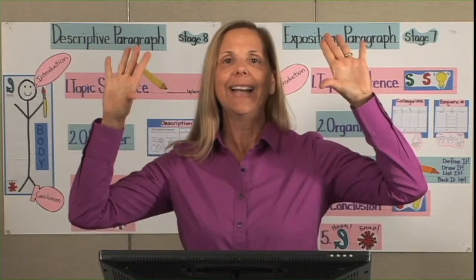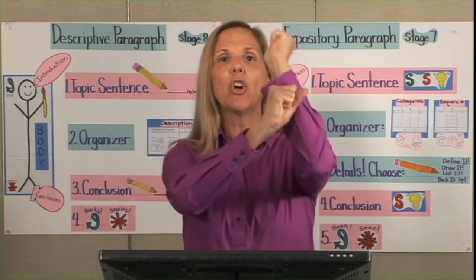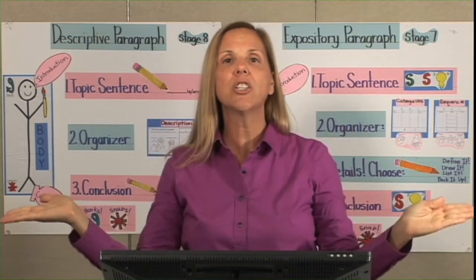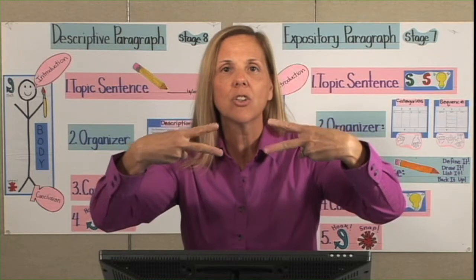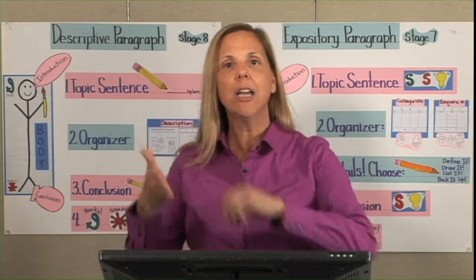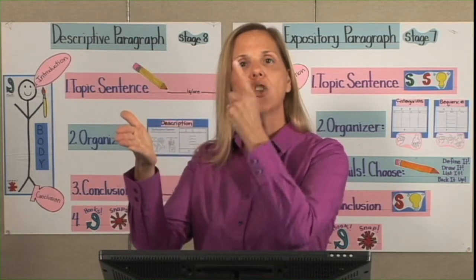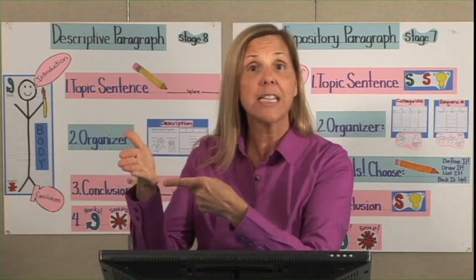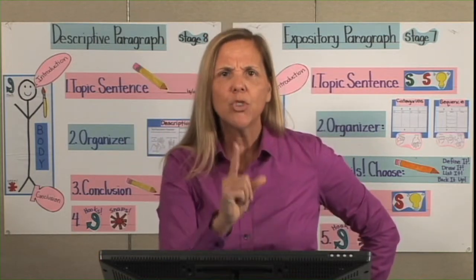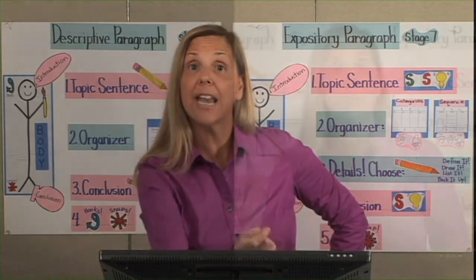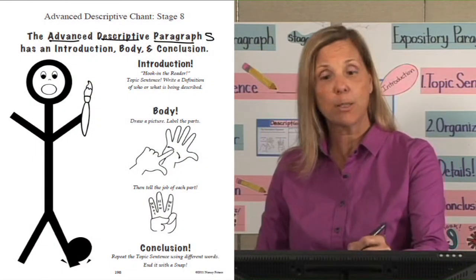So we had an introduction, a body, and a conclusion. In the introduction, we're hooking in the reader, then introducing the topic sentence. That's a definition. Who or what is being described? Body. Draw a picture, label the parts, and tell the function of the parts. Those are the details. Conclusion. Repeat that topic sentence, but use different words and end it with a snap. We've told all the parts of the introduction, body, and conclusion. Go to the next page.